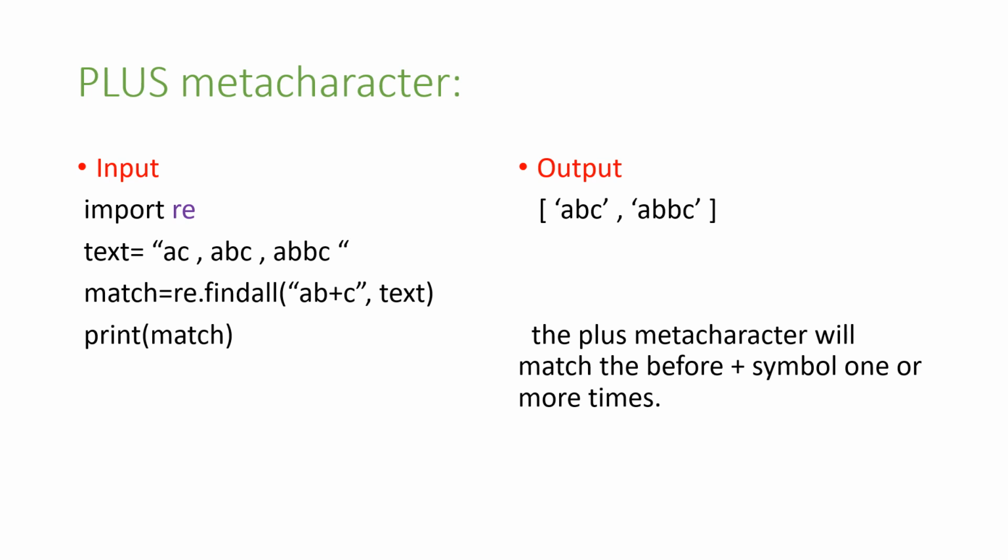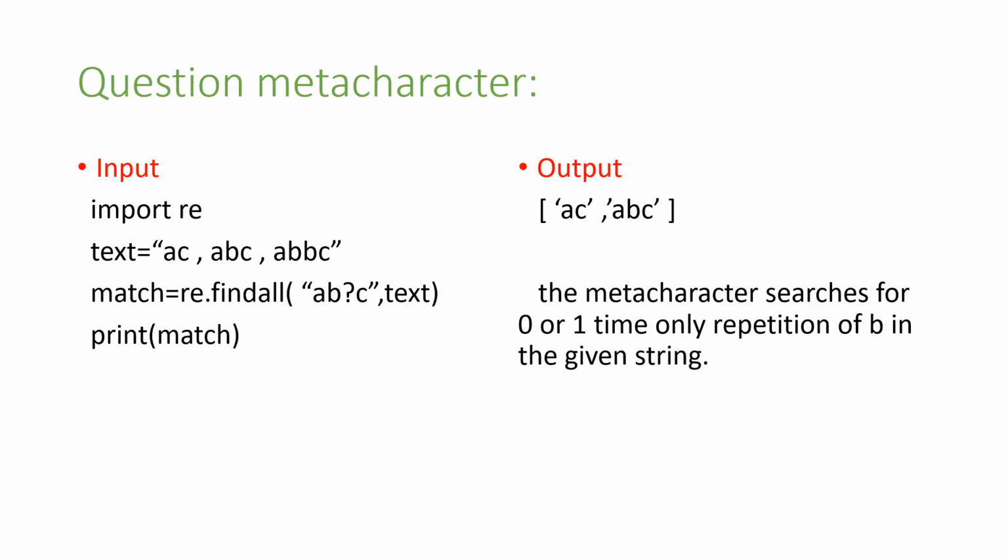The plus meta character will match the symbol before the plus one or more times. In the match, AB plus C, it matches the symbol before, B, either one time or more times. Okay, the next meta character is the question mark meta character. The meta character searches for 0 or 1 repetition of B in the given string. So the symbol before the question mark is B, and ABC searches for B 0 or 1 time, that is AC or ABC.